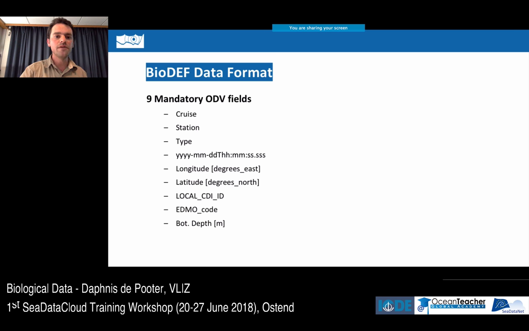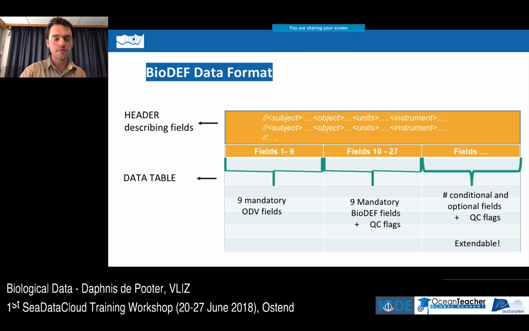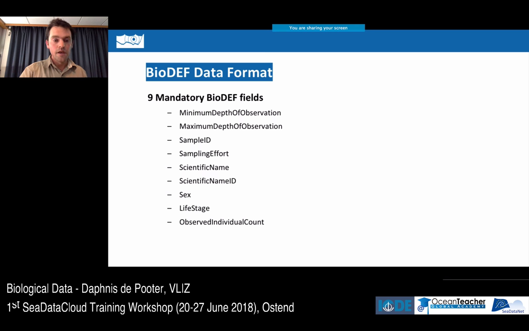So the mandatory ODV fields, you all know them. For the mandatory BioDEF fields, we need the minimum depth of your observation and the maximum depth of your observation. So if you're having a bottom sample, a grab, then the minimum depth and the maximum depth are going to be the same. But if you're using a plankton net and you're taking a haul from, say, 15 meters depth to the surface, then your minimum depth is 0 meters and your maximum depth is 15 meters.